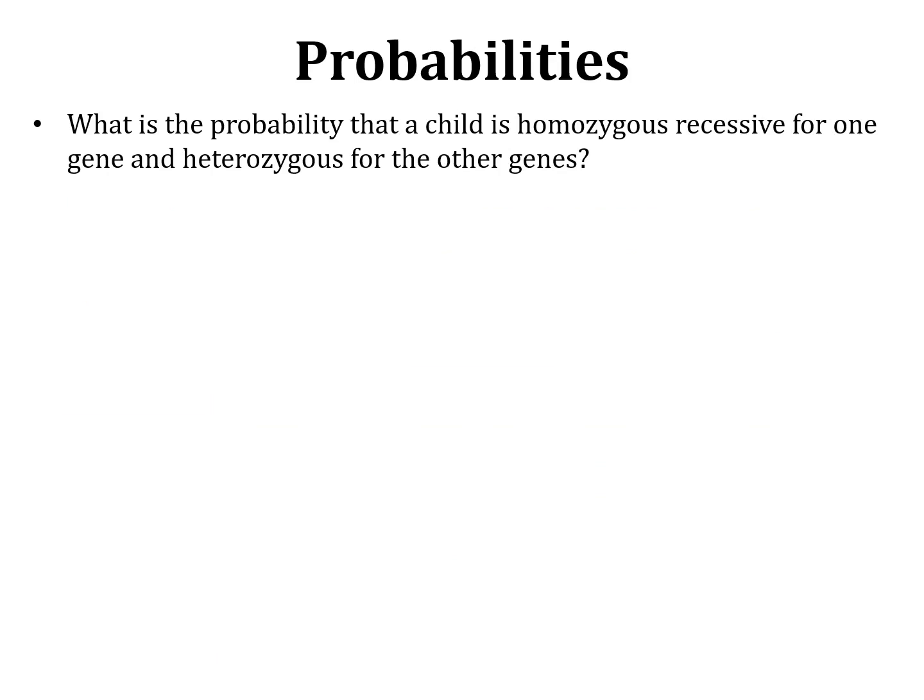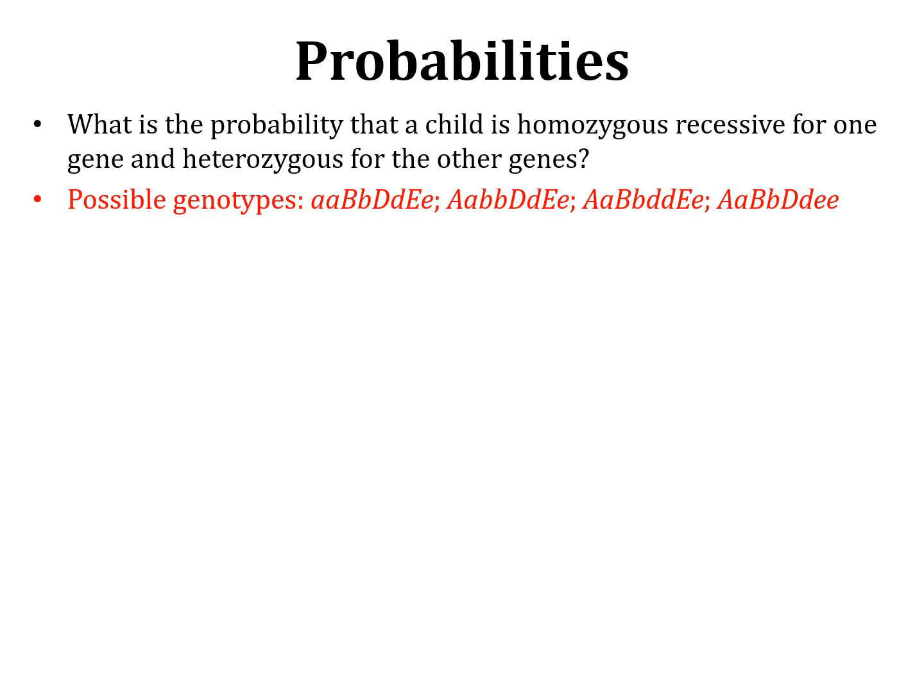So this is our next question, which I think is the fourth question, right? What is the probability that a child is homozygous recessive for one gene and heterozygous for the other genes? Again, we are talking about more than one genotype. The first possible genotype is that in which the person is homozygous recessive for the A gene and heterozygous for the other 3. And the second possible genotype is in which the person is homozygous recessive for the B allele and heterozygous for the others.